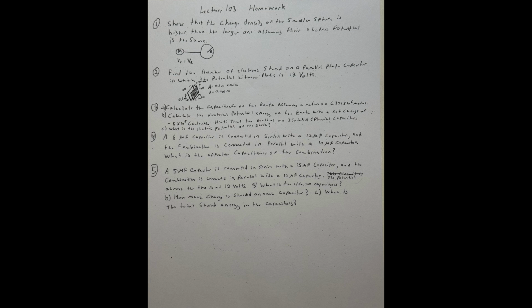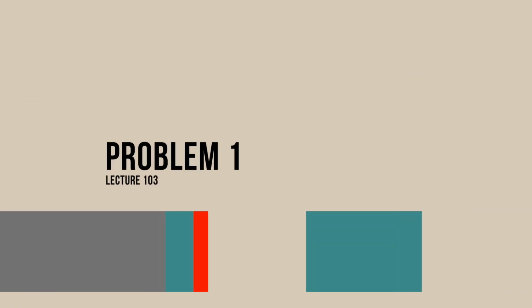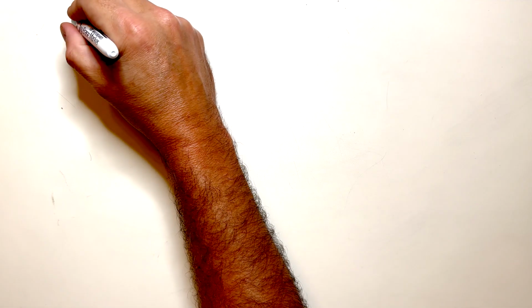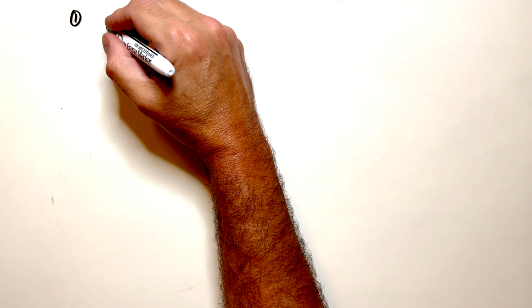Homework for Lecture 103. Problem number 1. Show that the charge density of the smaller sphere is higher than the larger one, assuming their electric potential is the same. Okay, fairly straightforward. So number 1, we draw a little picture.